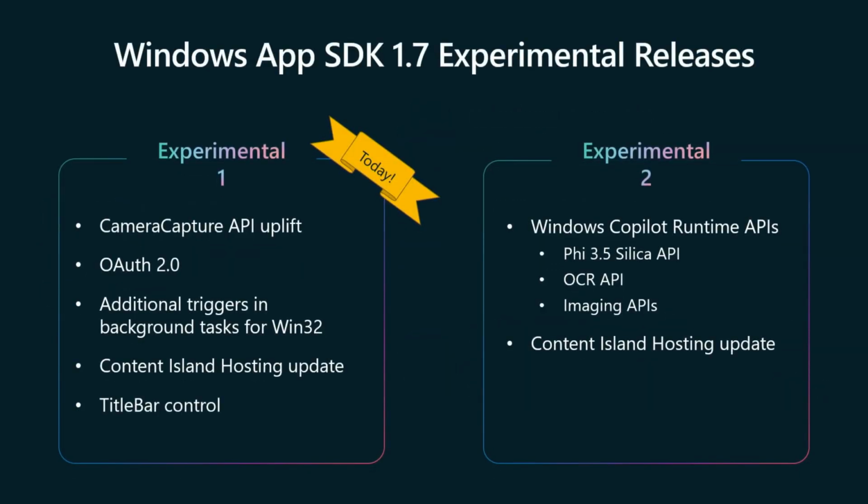Today, we are releasing Windows App SDK 1.7 Experimental 1 with many of the functionalities that will enhance your app's experience. It also includes some of the APIs that are needed to migrate your app from UWP to WinUI 3 like OAuth. And we have Experimental 2 coming in early next year that will include 3 of the Windows Copilot Runtime APIs that's listed here. The Content Island hosting is something that we continue to improve release over release, and it's already available for you now.